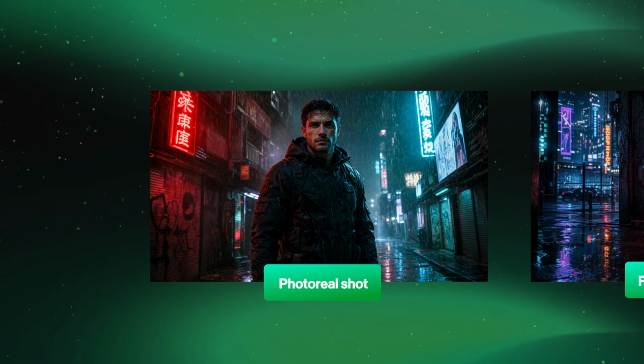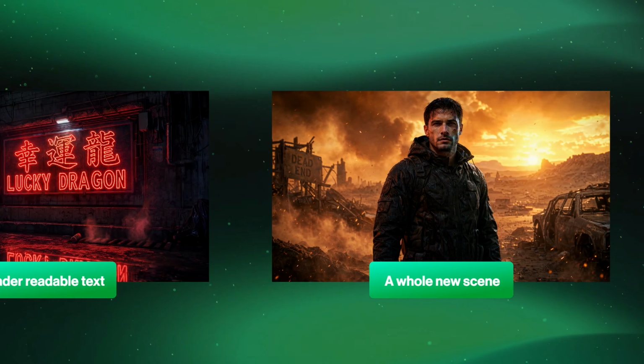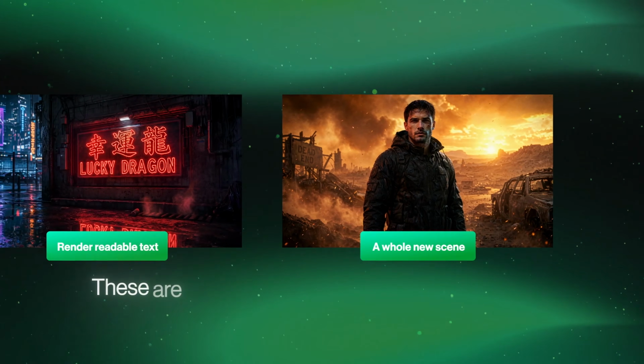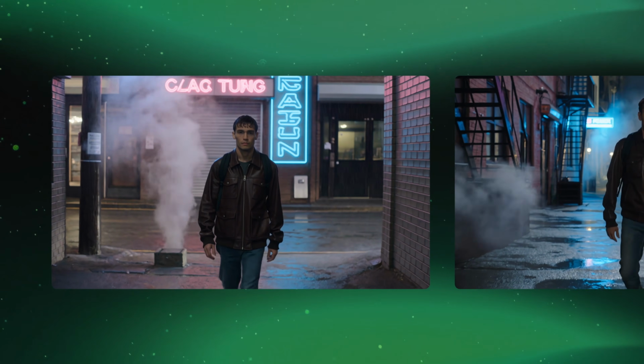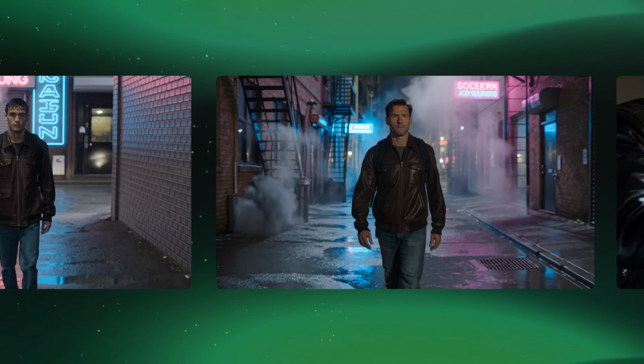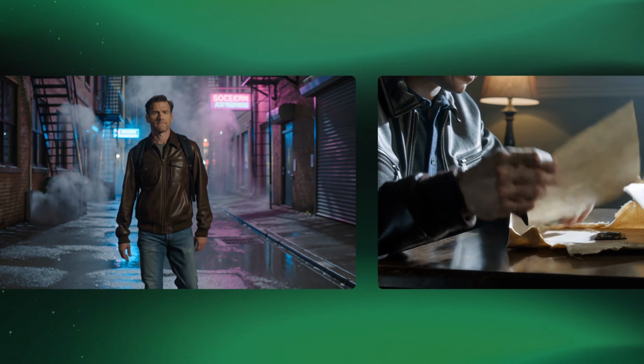So in just one workspace, I was able to create a photoreal shot, render readable text, and edit an image into a whole new scene. These are three things you'd normally need three separate tools for, but as good as these look, they're still only images, and animating them without having any elements fall apart is a completely different problem. And the reason things fall apart when you animate them is almost always the same. The person in the shot keeps changing and losing consistency between generations. So the first step is to lock our character's identity.